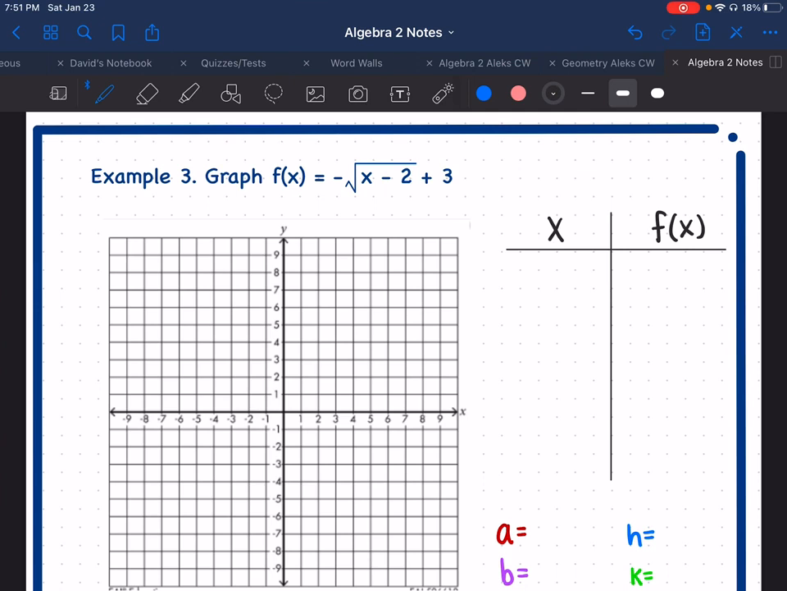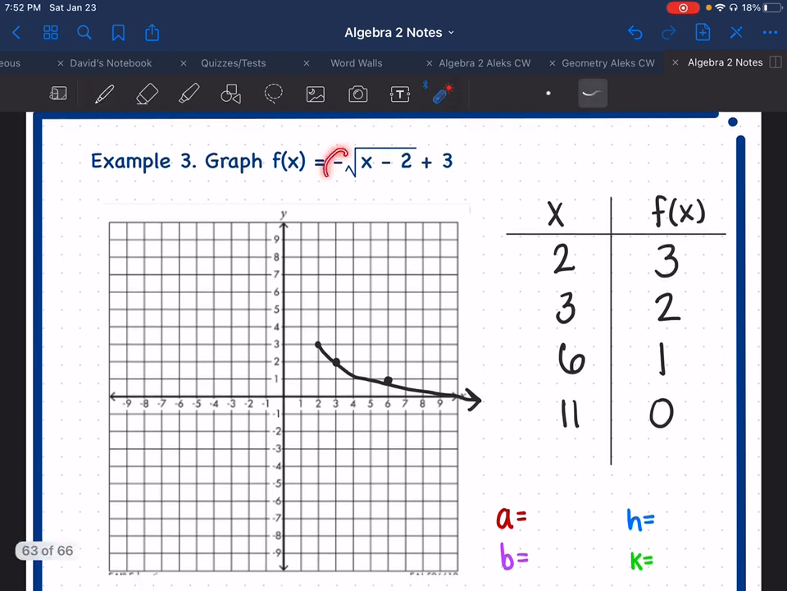All right, let's go ahead and fill in. Here is my leftmost point, 2, 3. Then it's 3, 2. And then the next one is 6, 1, and then 11, 0, which is off my graph. So something like that. All right, my A value, I can see it right here.